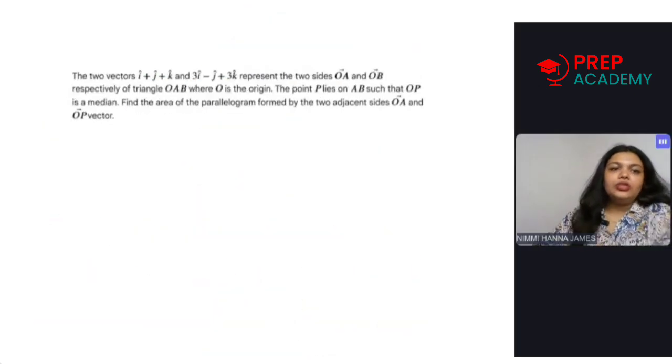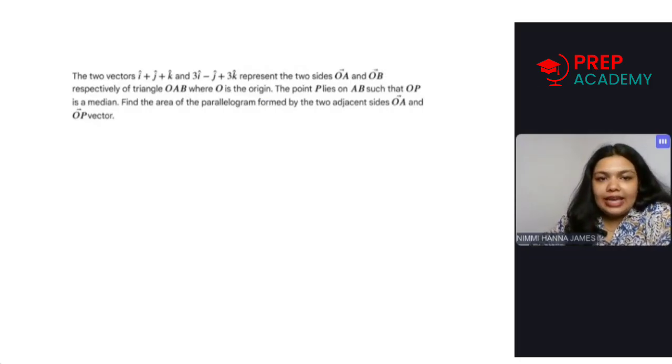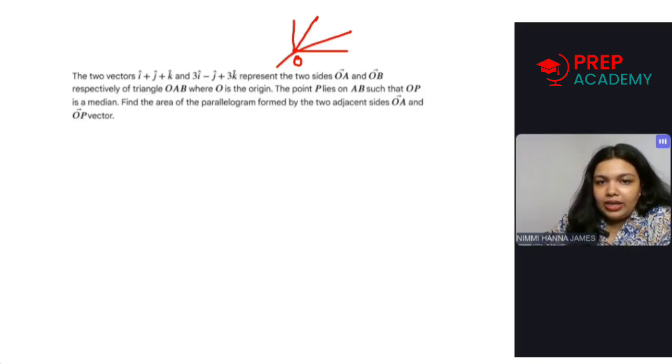Okay, next question. The two vectors i plus j plus k and 3i plus j plus 3k. So we have two vectors. They represent the two sides OA and OB respectively of a triangle OAB where O is the origin. So we have this. Okay, this is the axis. This is O. O is the origin, and OAB is a triangle. Okay, OA is a side and OB is a side. Okay, this is OA vector and this is OB vector. So both of these are two sides of a triangle.